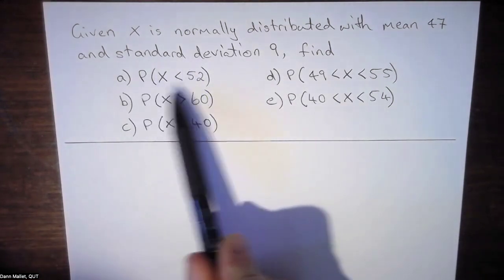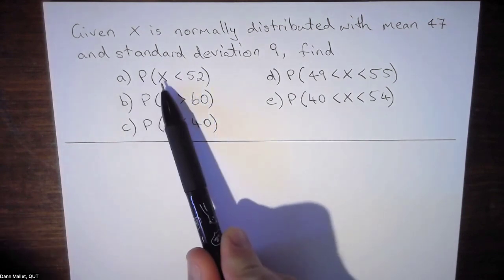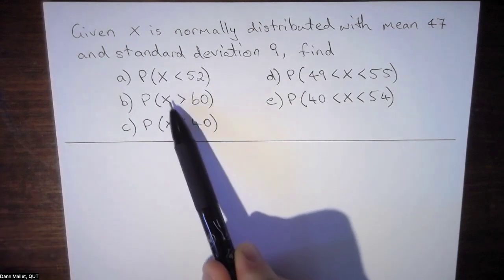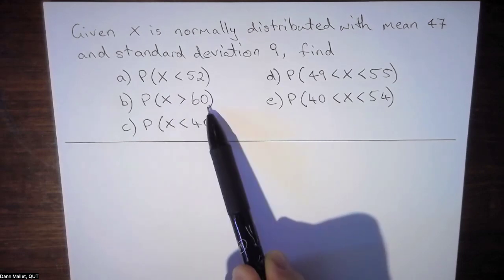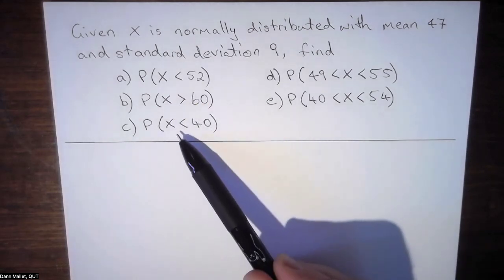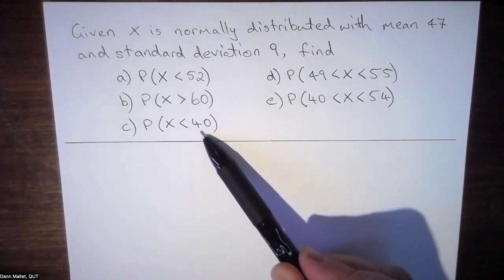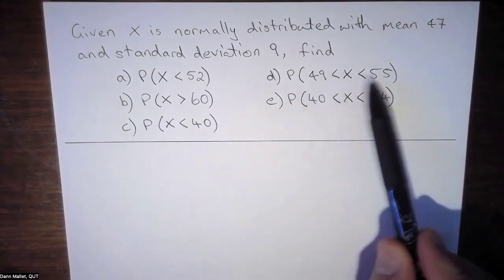The first one here is probably the most fundamental question of all, where we've got the probability of x being less than some value. We then move to a slight complication where we reverse the direction and look for the probability that x is greater than a value. Then we look for x less than a particular number. We'll see why that's slightly different again later. And then there's 2 examples where we're looking for the probability that x is between 2 numbers.